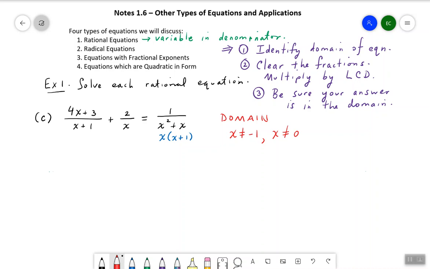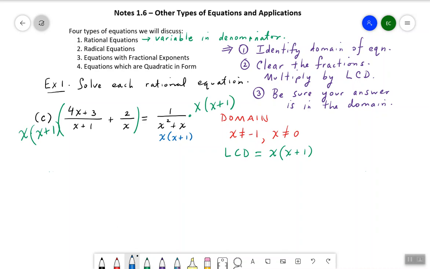And then we want to make sure we identify the LCD. And so we have a factor of x plus 1 from the first fraction, and we have a factor of x from the second fraction, and then we have those same two factors again. So they're already accounted for here in our LCD, so we don't need to do anything else for that. We just need to multiply both sides of the equation by x times x plus 1. And I'll write it over here on the right side as well.